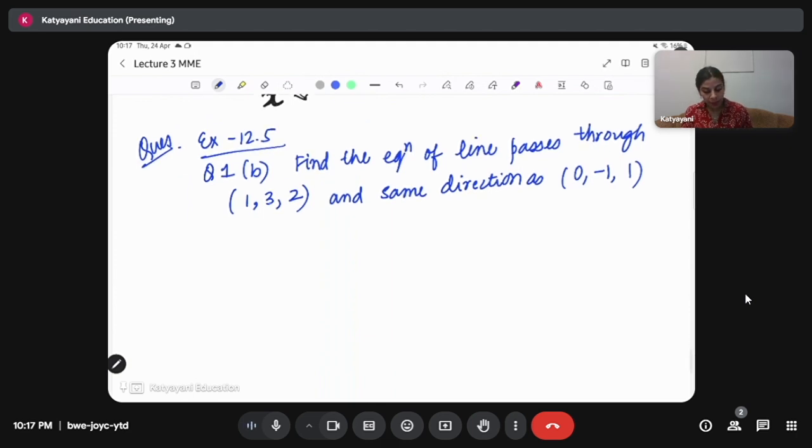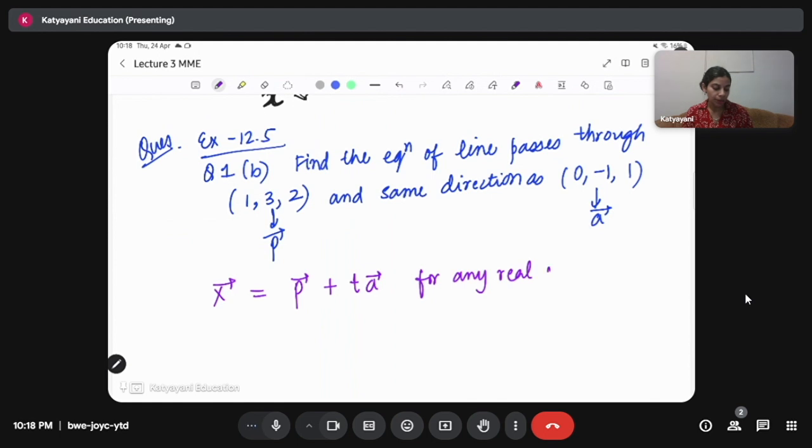Now in this case, what is our p? The point through which the line passes is point p, and the direction is coming from vector a. We have already seen that the equation of the line would be all those x such that x = p plus t times a, for any real number t.